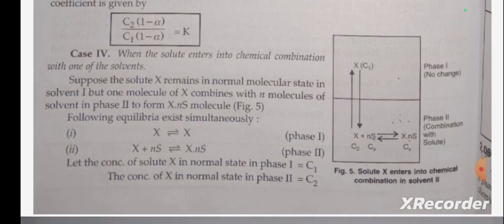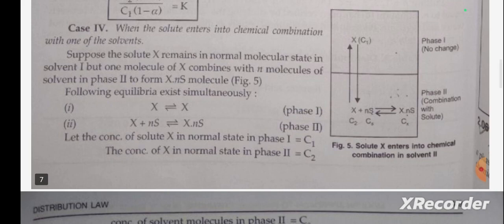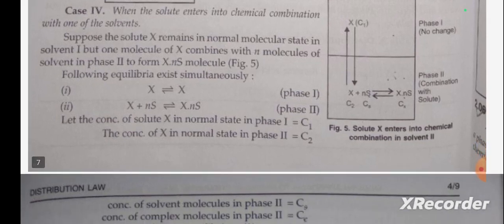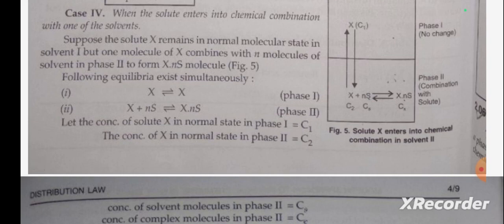Case 4. When the solute enters into chemical combination with one of the solvents, suppose the solute X remains in the normal molecular state in phase 1, but one molecule of X combines with n molecules of the solvent S in phase 2 to form the complex X·nS. Following equilibria exist simultaneously: X in phase 1 in equilibrium with X in phase 2, and X plus nS in equilibrium with X·nS.